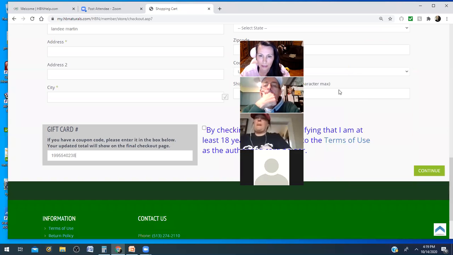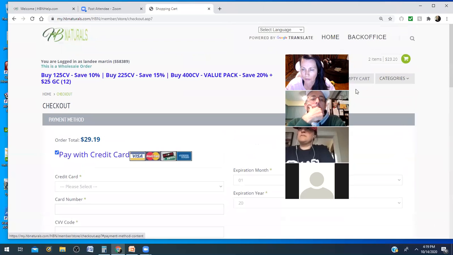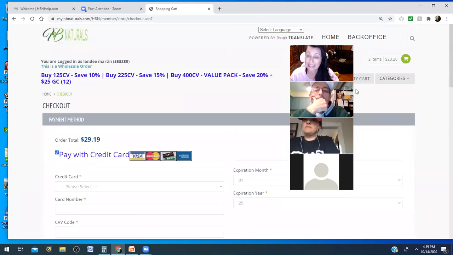Actually, I can't continue because I didn't put the card information in. But basically, after you put the gift card in, it subtracts off the $25. So it leaves you owing the $5.99 plus the $1 in tax. Okay, so it's about $7 for customer acquisition.